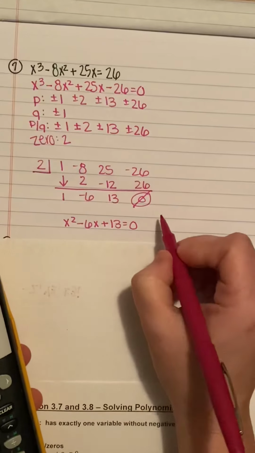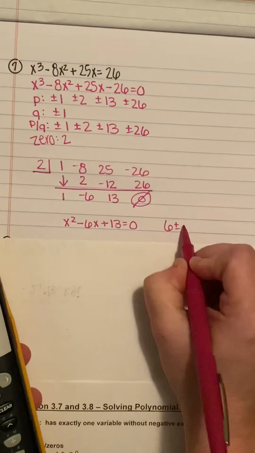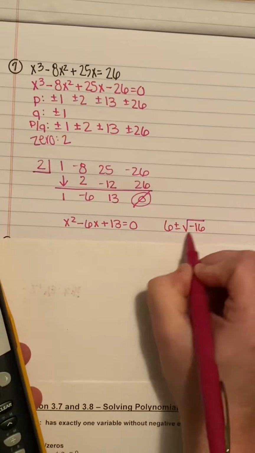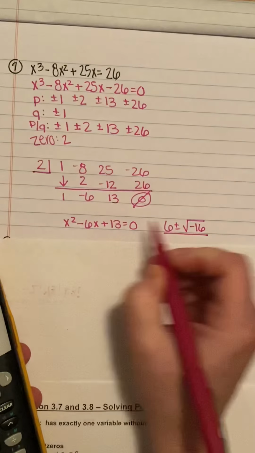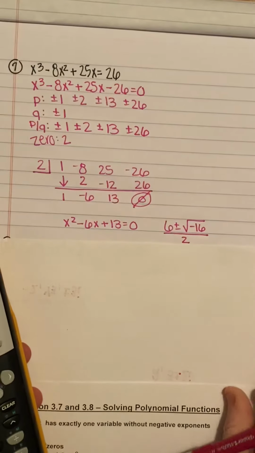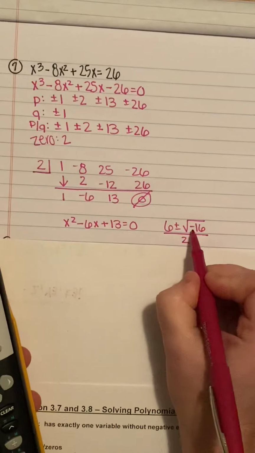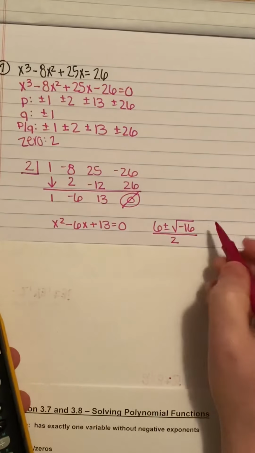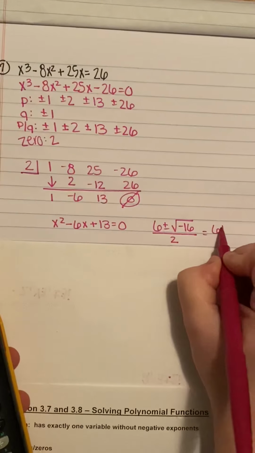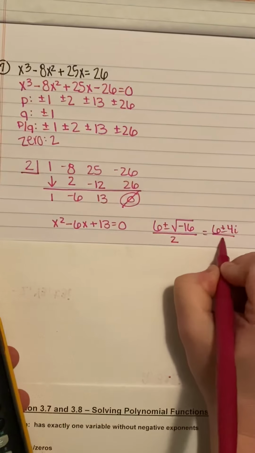So coming over here, negative b, which is 6, plus or minus the square root of what I just got, -16, all over 2 times a, which in this case would give me 2. Now, the square root of 16 is 4. Since this is negative, it's just going to be 4i. So let me scoot this over. And this is 6 plus or minus 4i all over 2.